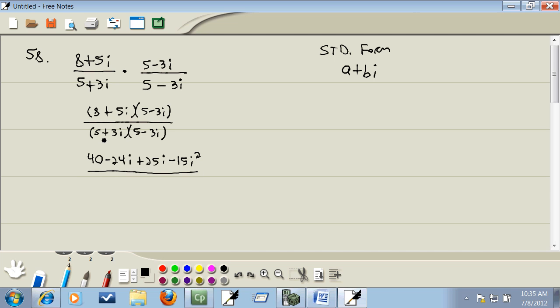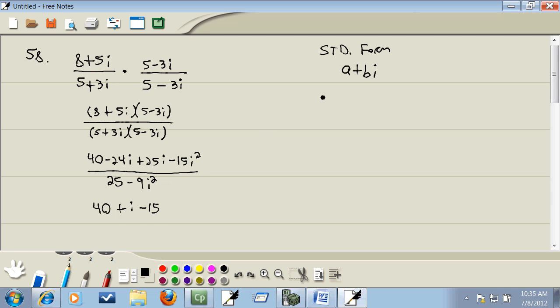The nice part about conjugates is all you have to do is multiply the first parts together and the last parts. So 5 times 5 is 25, and 3i times negative 3i is negative 9i squared. Well, negative 24i plus 25i we can add together. It gives us 1i, or just i.